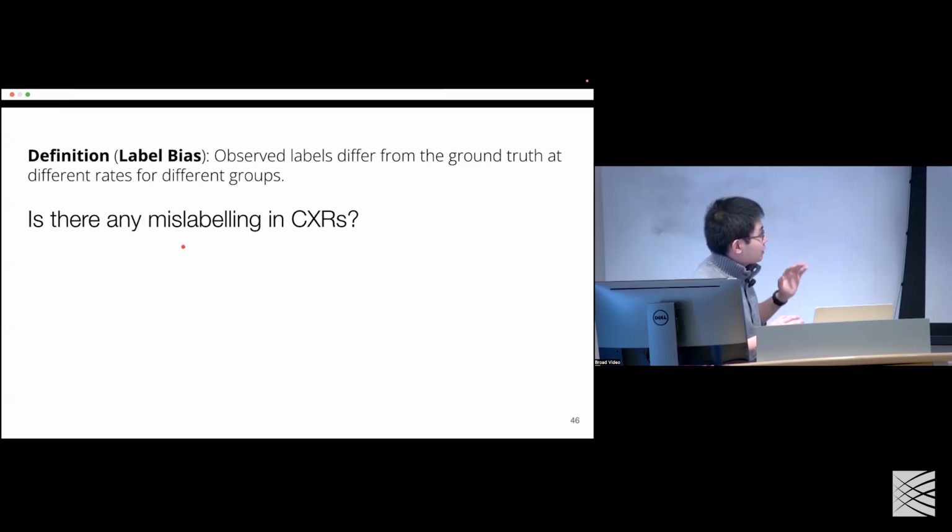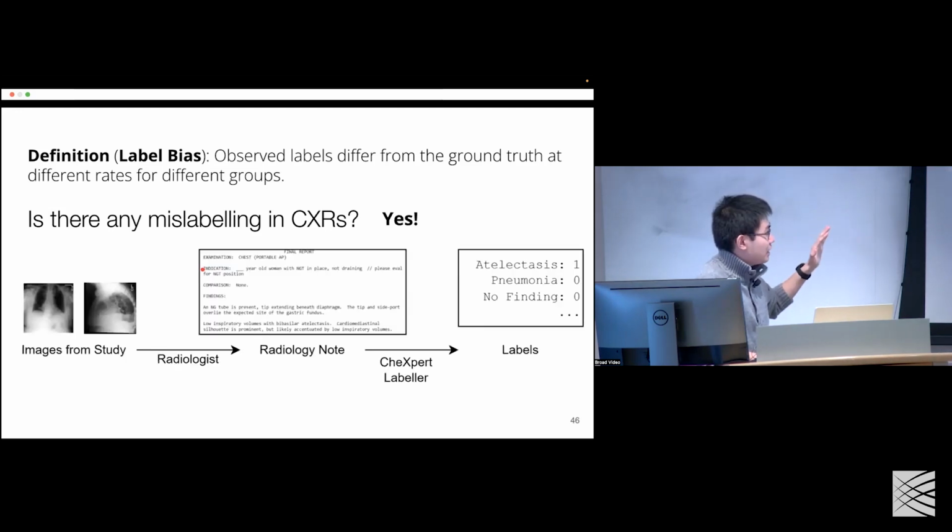Okay. So the first question is, is there any mislabeling at all? Because if there's no mislabeling, there's no label bias, right? And the answer is definitely that there's a ton of mislabeling in chest X-rays. So how do the labels get derived from chest X-rays? Well, we have the images from our study, then the radiologist writes a note, right? So here's what a radiologist note might look like. And then there's an NLP-based labeler, which uses text rules to derive our labels. There are about 15 labels, and here we use our labels for prediction.